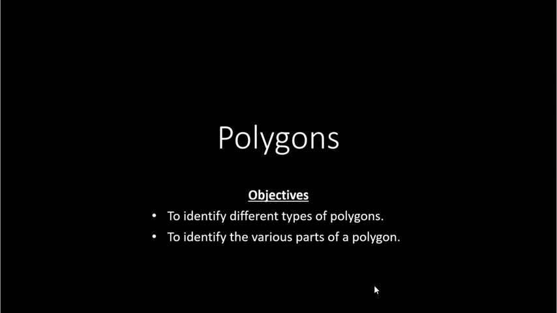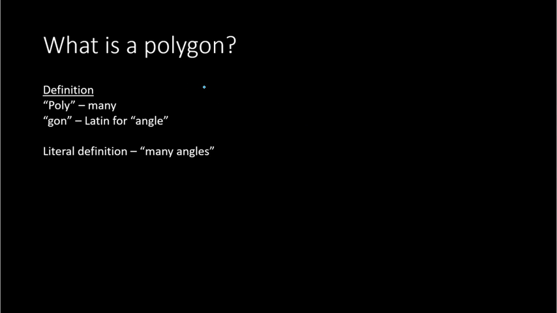In this video, you will learn to identify different types of polygons and to identify the various parts of a polygon. Now to begin, we first must define our terms. What is a polygon? The literal definition comes from the prefix poly, meaning many, and gon means angle in Latin. So the word polygon literally means many angles.